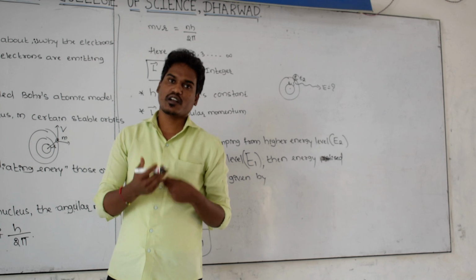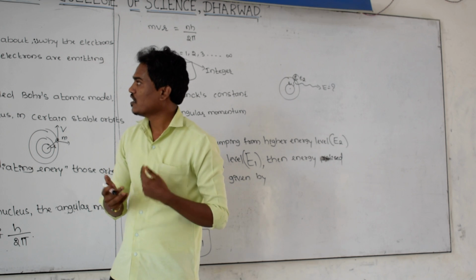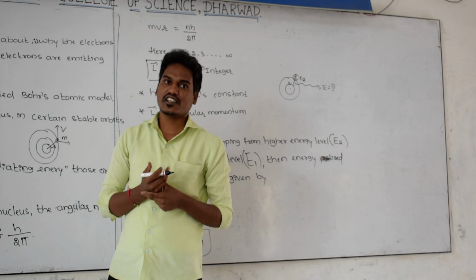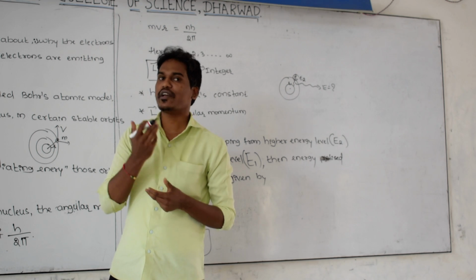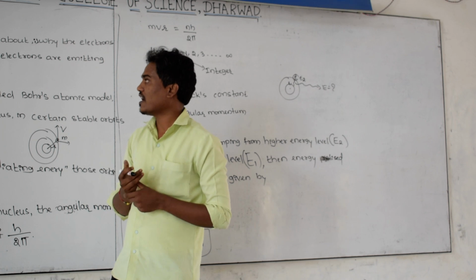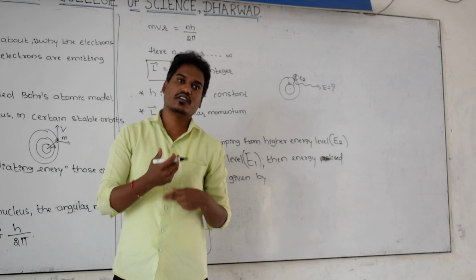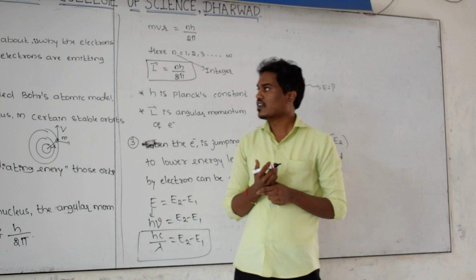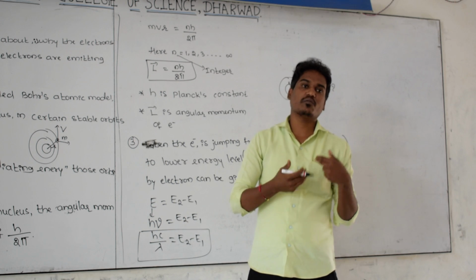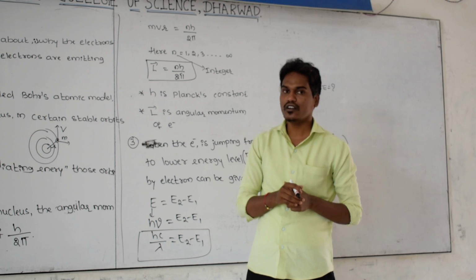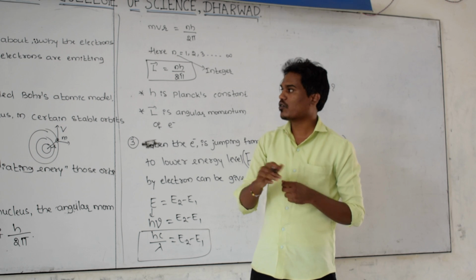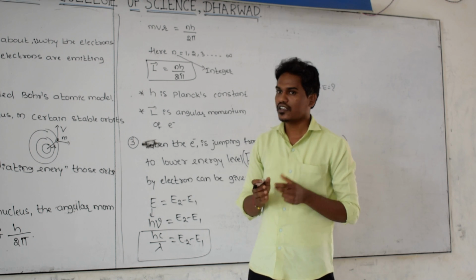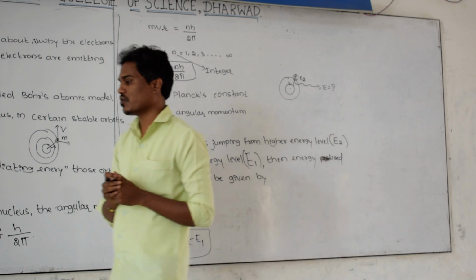And by studying these postulates, you can get the answers. Why are the electrons revolving around the nucleus? The reason is the electrostatic force of attraction. And second, why do they release energy whenever jumping from a higher energy level to a lower energy level? That is because the electrons become unstable in the higher orbit, so they jump from higher to lower. In that process, they release the energy. And these are the important postulates.